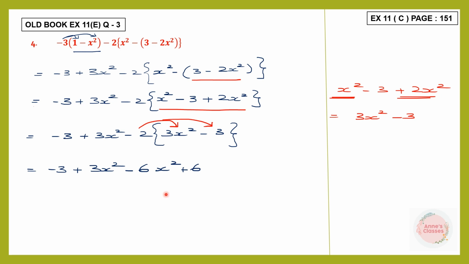Now let's work on the like terms. Here we have minus 3 and we have plus 6. So we can work on these. Signs are different. So let's put the sign of the bigger number and subtract. 6 minus 3 is 3. Again we have like terms, 3x square and minus 6x square. Signs are different. Put the sign of the bigger number and subtract. 6 minus 3 is 3. 3x square. So what is your answer? 3 minus 3x square.